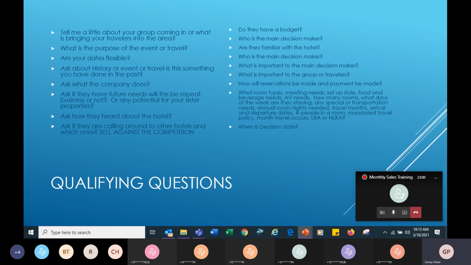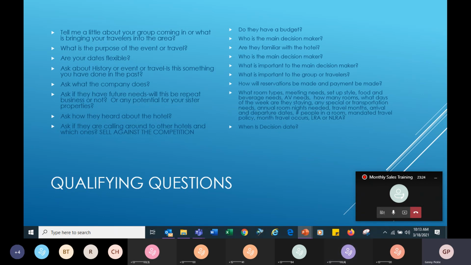That's where you're going to find your hot buttons, as Michelle stated earlier. What's important to the group? Those are always two open-ended questions that let you get all of their hot buttons and what's important to them. What's important to the decision maker and what's important to the actual people that are coming.